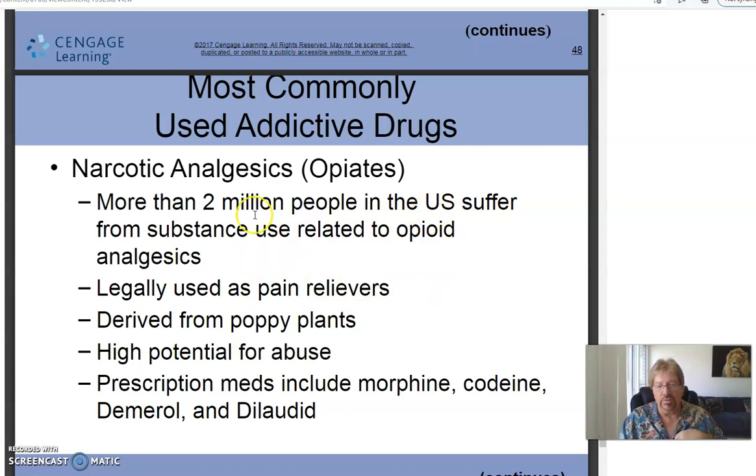Okay, more than 2 million people in the U.S. suffer from substance abuse related to opioid analgesics, painkillers. The sad part too, guys, is there's a genuine need for these painkillers. Imagine going and having a bunch of dental work done and then not being able to have pain meds afterwards. You'd be climbing the walls.